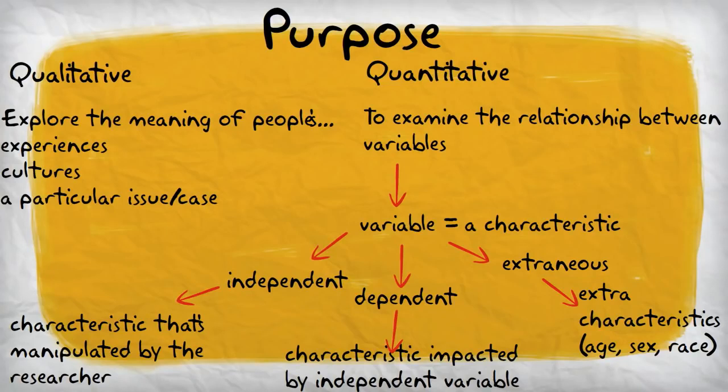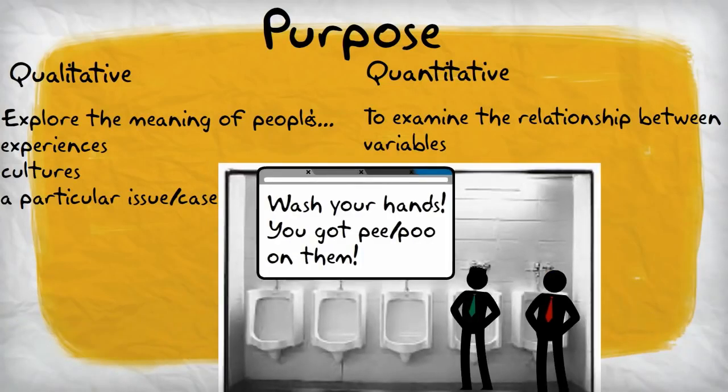So let's say a researcher makes a poster that says, "Hey, you probably got some of your or other people's pee or poop on your hands, so wash your hands." The researcher puts up that poster in one bathroom and doesn't put it in another bathroom. Then the researcher watches to see if more people wash their hands after peeing or pooping who were exposed to the poster compared to those who were not exposed to the poster. It turns out that more people washed their hands who went to the bathroom where the poster was.